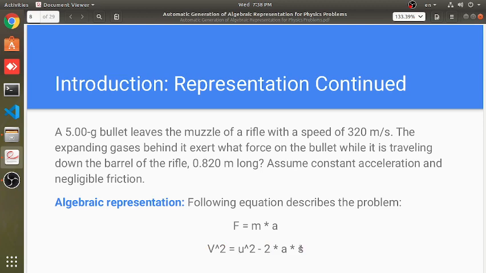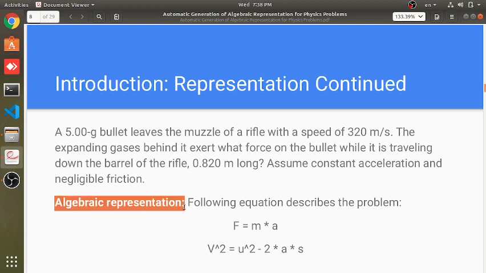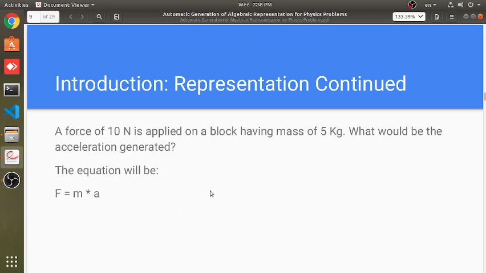Okay, so the main thing we want to say here about algebraic representation is that for different word problems there may be the same type of algebraic representation if we generalize the problem.